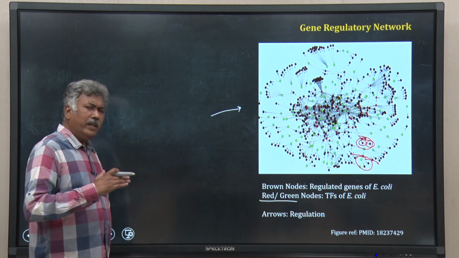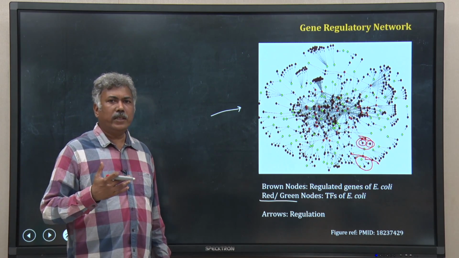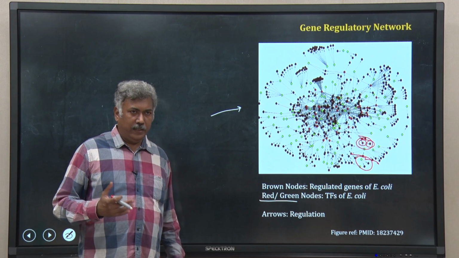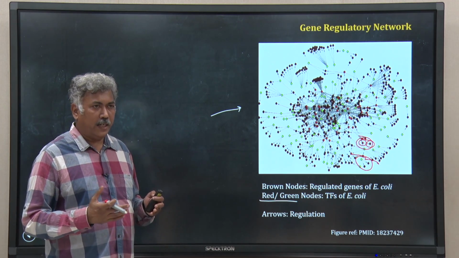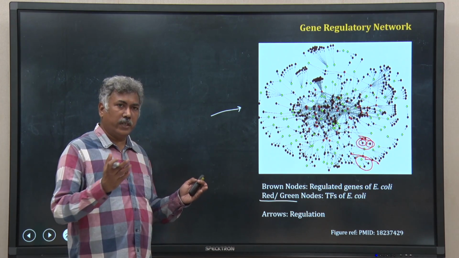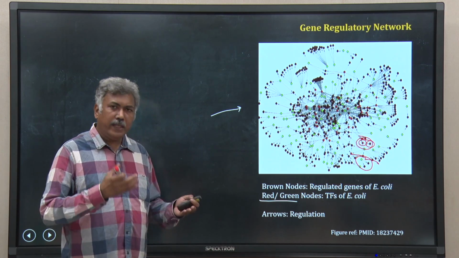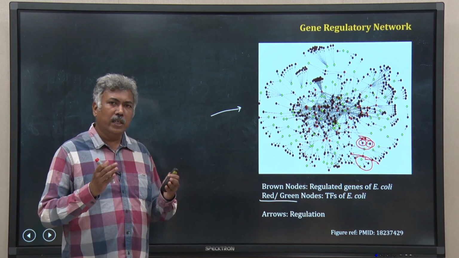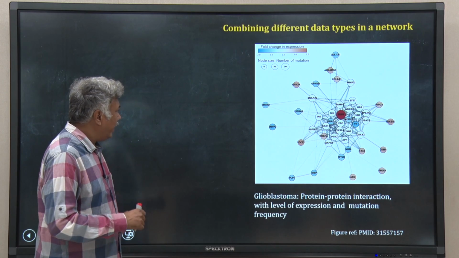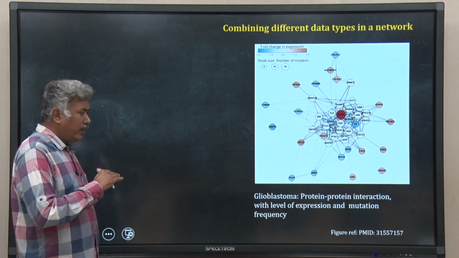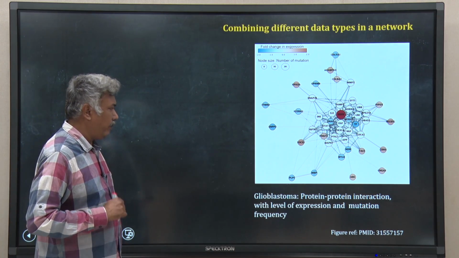Now, we are not limited to representation of biological data in these two fashions only, where I will only show gene co-expression data and what we call protein-protein interaction data. We can actually mix and match different layers of information in one single graph. So, let us take this example. Here we have multiple layers in this particular plot.